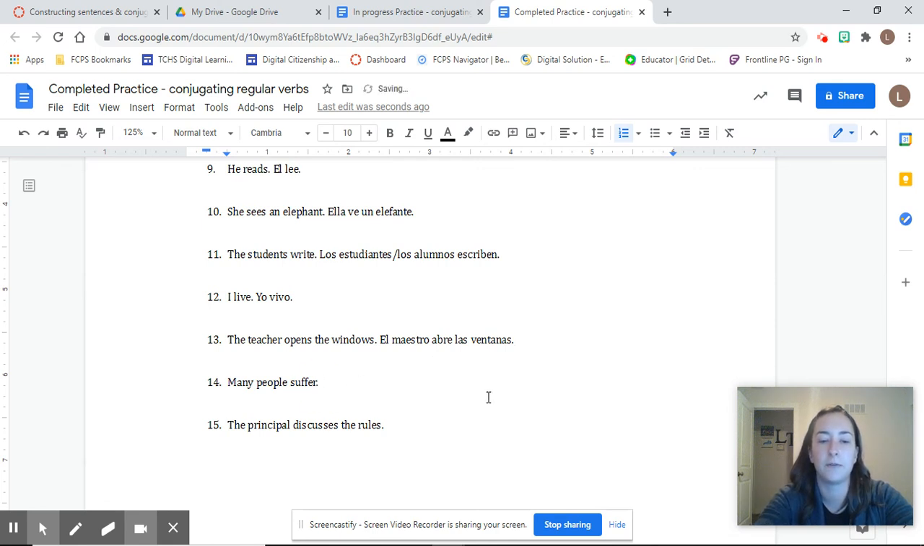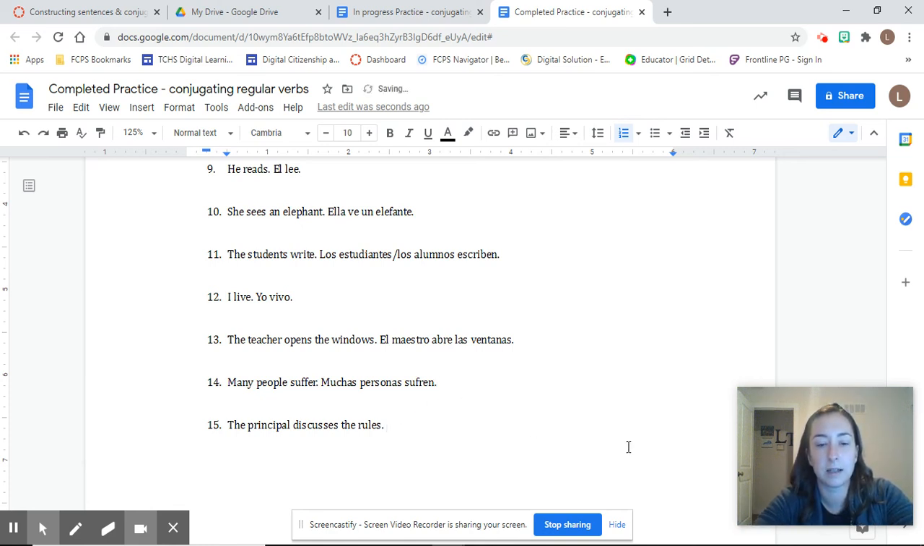Many people suffer. Mucha gente. Let's do muchas personas. Muchas personas sufren. Again, personas is that plural, and you're talking about them. So that's ellos or ellas.